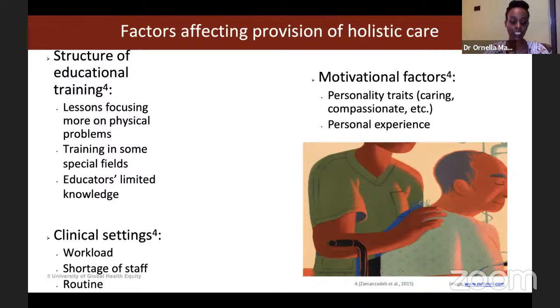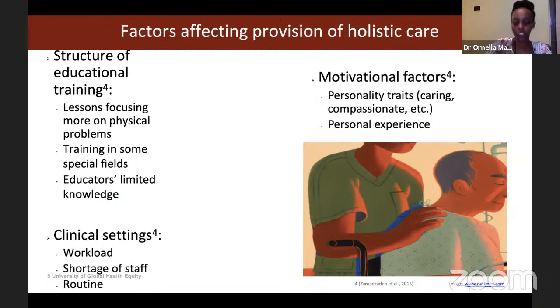In the clinical setting, most of the time there is a workload and a shortage of staff. You can find that you have a medical doctor, but you don't have a rehabilitation specialist. And with that big workload and a large number of patients, the doctor is left alone to manage the patient who underwent amputation. They tend to do what they are routinely used to do.